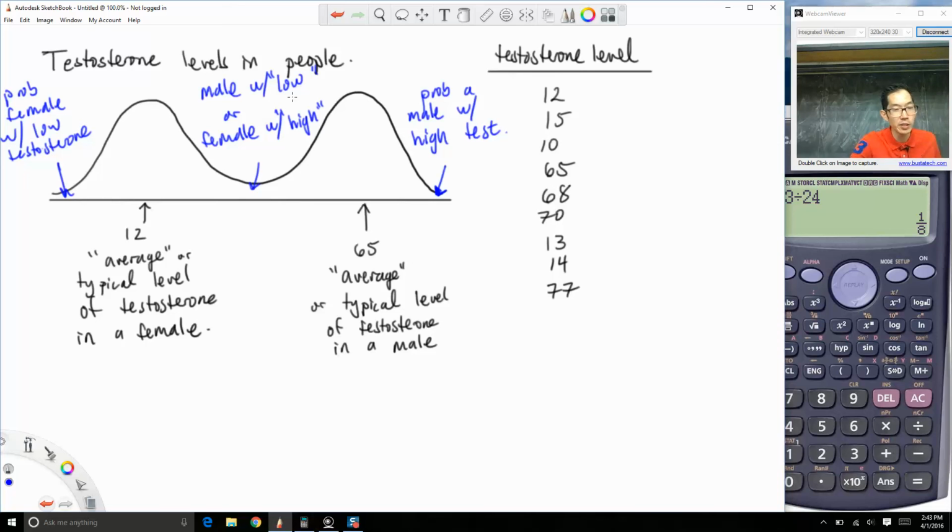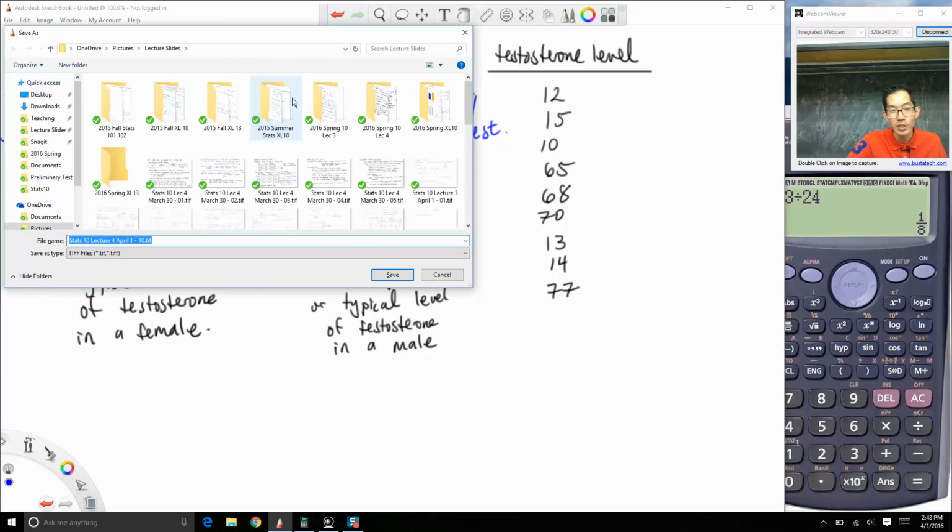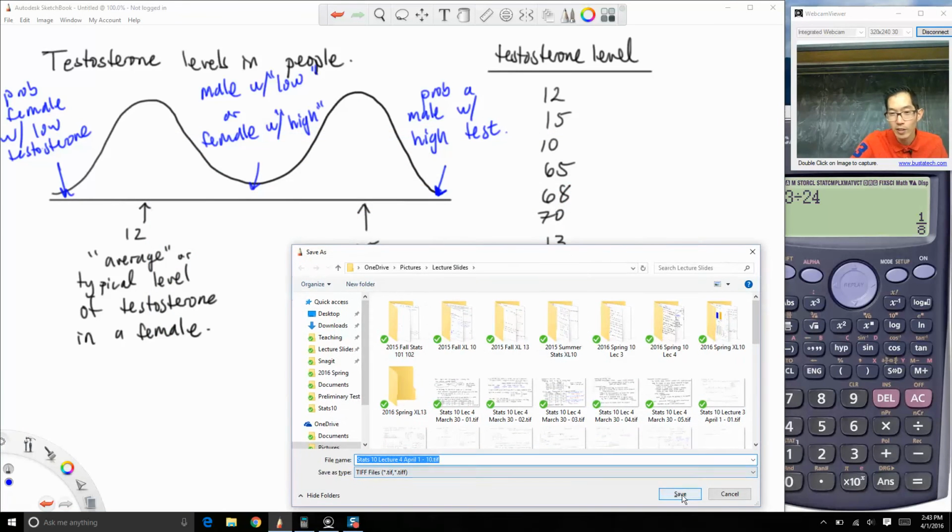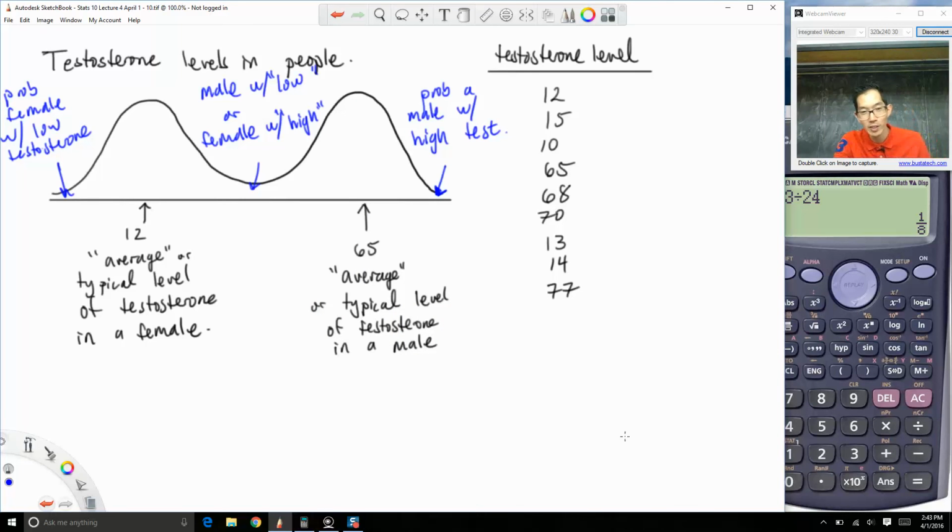is bimodal. I know life is more complicated than just a simple binary yes or no, or one category or the other. But if we were to look at the distribution of testosterone levels in the medical research and things like that, we would see something like this. And so this would be a bimodal distribution. Are there any questions?